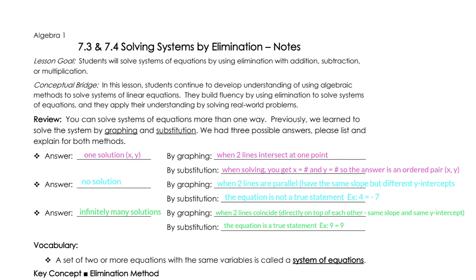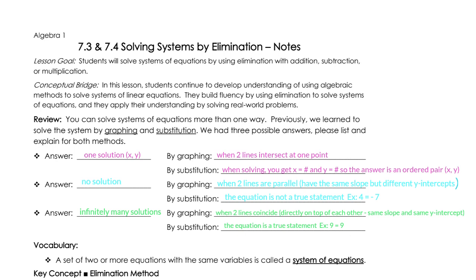If it was no solution, by graphing, it was when the two lines were parallel. They have the same slope but different y-intercepts, and I just realized I forgot to close that parenthesis there when I typed these on here. So let's go ahead and close that. And then by substitution, your variables cancel completely out, and then the equation is not a true statement. For example, 4 equals -7.